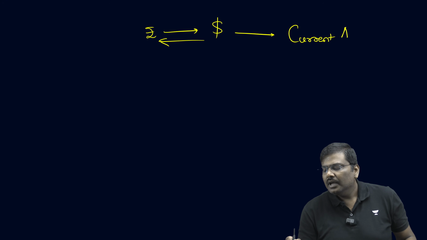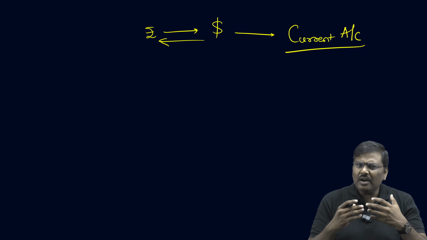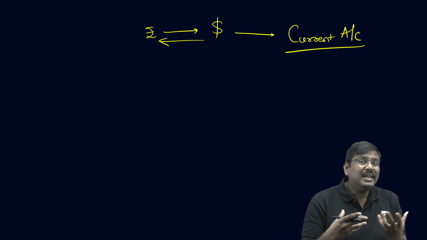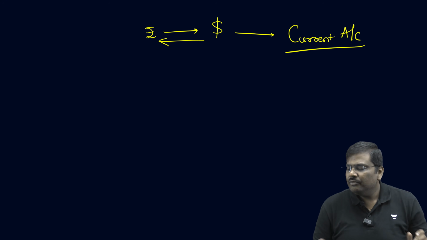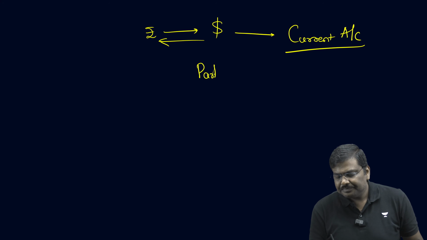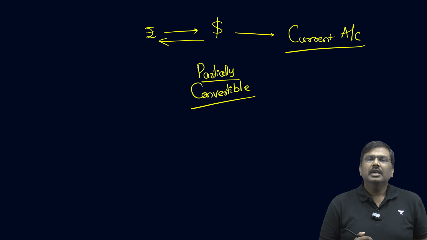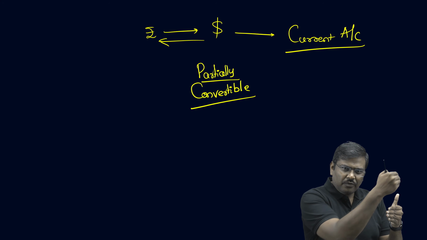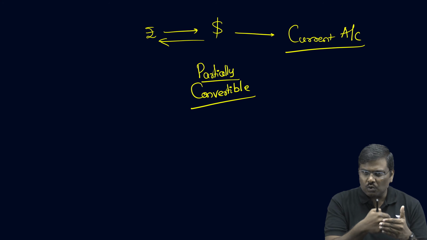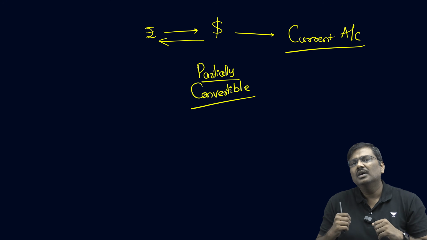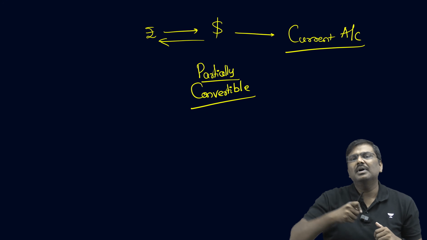Please remember, in case of current account, we have full convertibility. But on the other side, capital account, even today we are partially convertible. What do you understand by the term partially convertible? If you want to convert the rupees into a foreign currency and foreign currency into rupees, essentially for transactions under the capital account, there are conditions applicable.